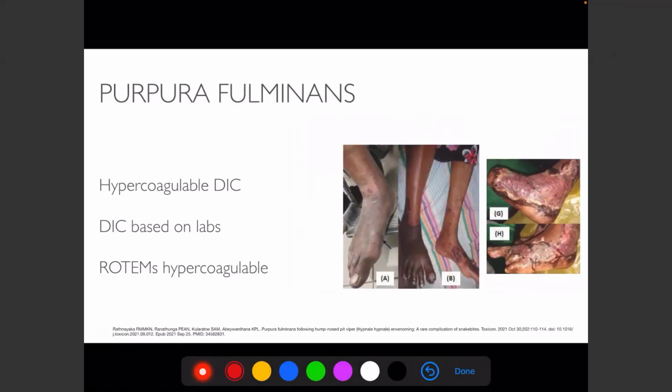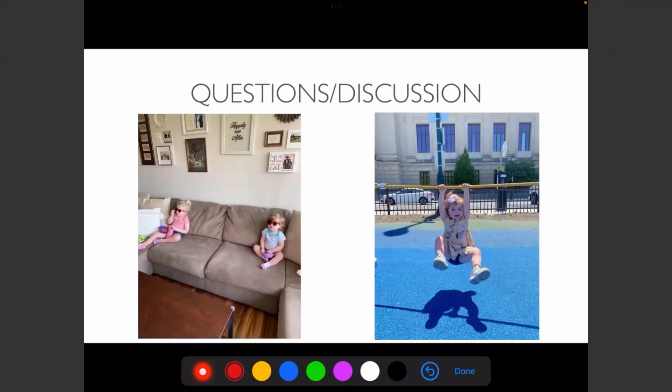Did they heparinize? Yeah, they did. So they heparinized. Some of it worked, but she still had a pretty significant outcome. This is just a case report from a couple years back. Okay, I think that's the last example. Any questions? I know it's the last stuff.